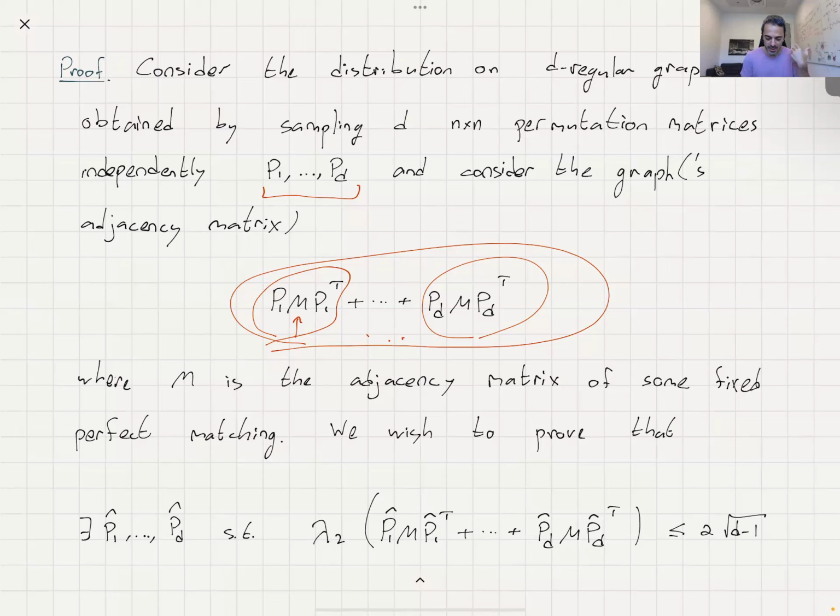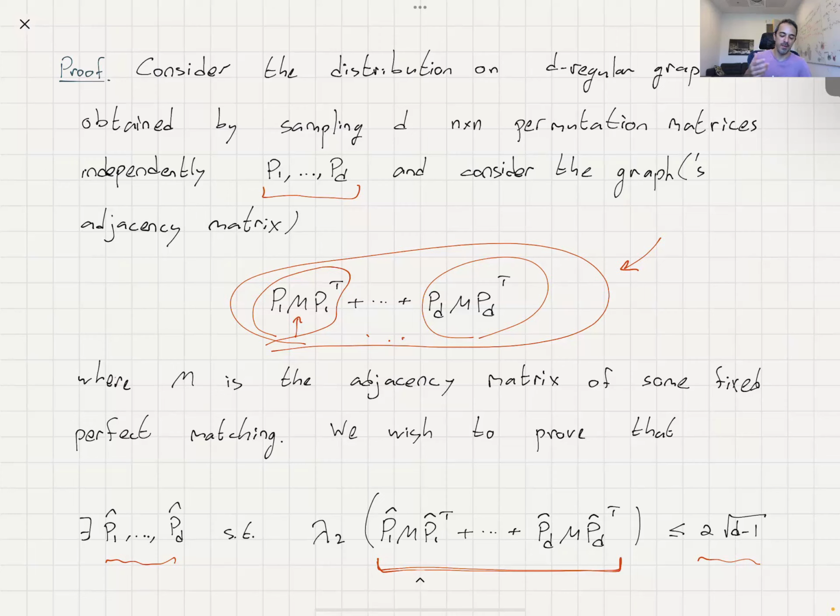So I think of this as a distribution over graphs. It's really over the adjacency matrix of the graphs, but we will think of them as equal. And so what we want to prove is that there exists a point in this sample space, namely a choice for P1 to PD. So let's denote it, emphasizing that it's a particular choice, by P1 hat, PD hat, for which lambda 2 of this graph or operator is bounded by 2 square root of d minus 1. That's what we want to prove.